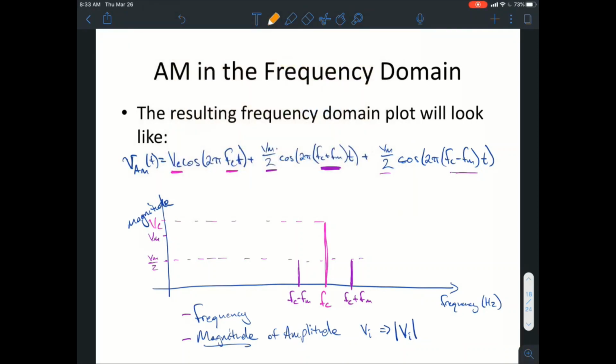And then we're going to have our V sub m over 2 paired with F sub c minus F sub m. And I'll just overwrite that real quick, just to keep things straight there on the slide. Okay, so we will take that and we will move forward and add some other information.